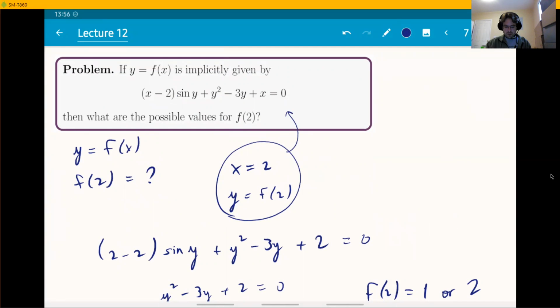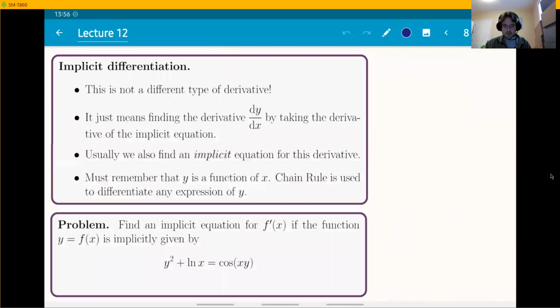Right, so we have talked now about what it means to have an implicitly defined function. What we want to do now is find derivatives of functions which are given implicitly. That's called implicit differentiation. So this is not a different type of derivative, it is just derivatives. It just means finding dy/dx, the derivative of y with respect to x, by taking the derivative of the whole implicit equation.